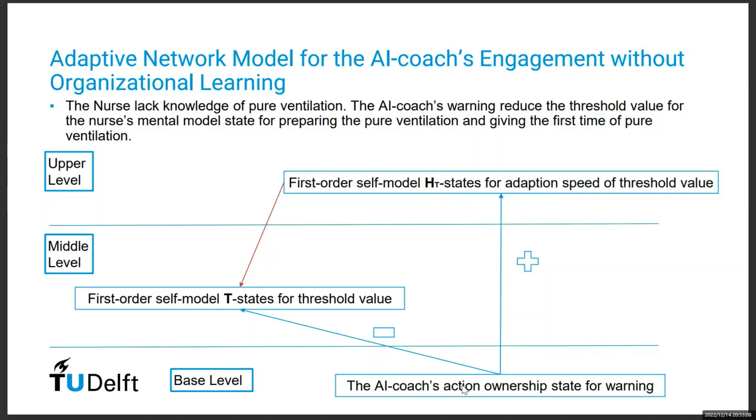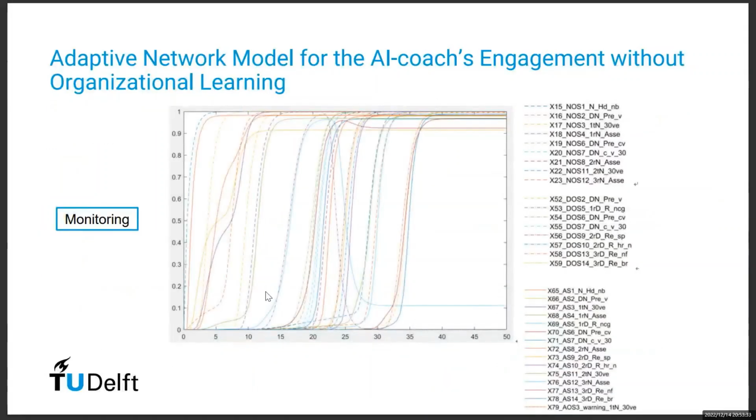So the AI coach's action of warning makes the nurse prepare well, because HT increases and T states decrease, and then the nurse's mental model states for preparation of PURE ventilation will increase. This graph shows the monitoring. We can see after the doctor and nurse action, the corresponding AI coach's mental state will increase.